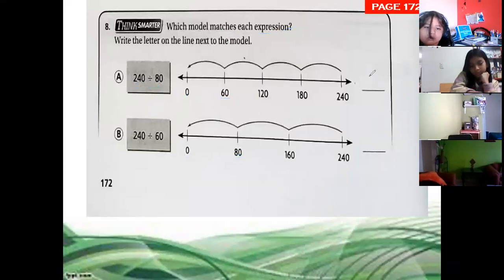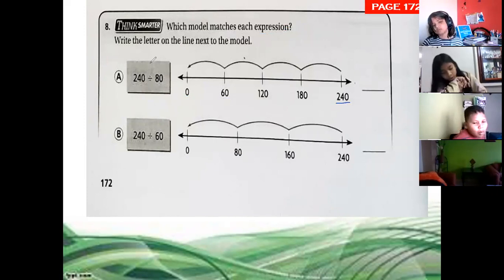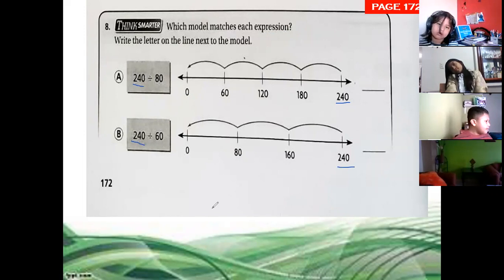We have to write a letter here. We have to write letter A because this one represents this, or letter B because this number line represents this. How do we know which one is represented by the number line? Let's analyze the numbers here, the jumps, because the dividend is the same, 240, and the two of them finish in 0 here. One of them jumps back by 80 and the other jumps back by 60.